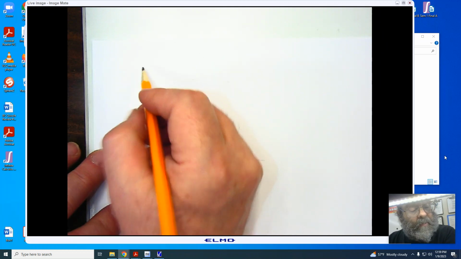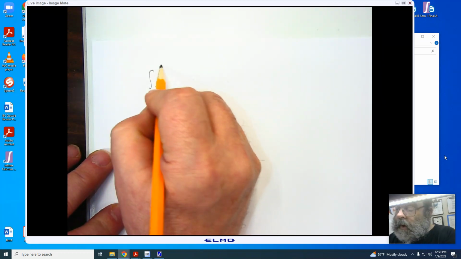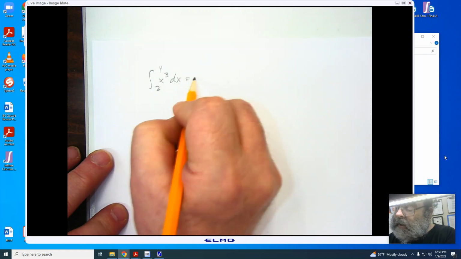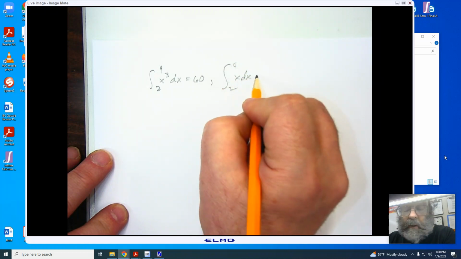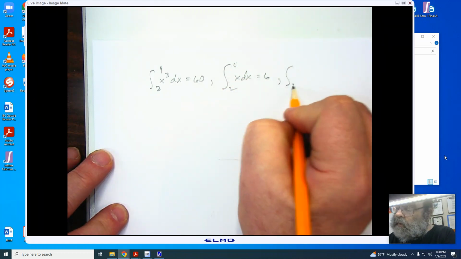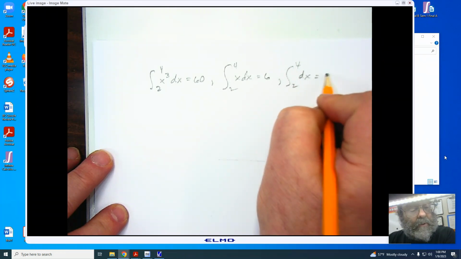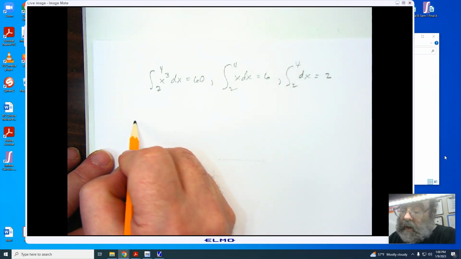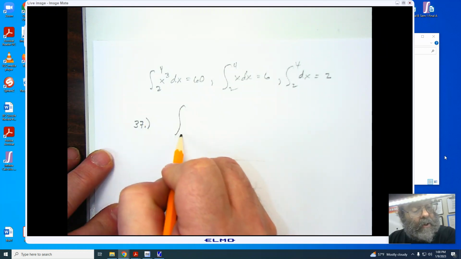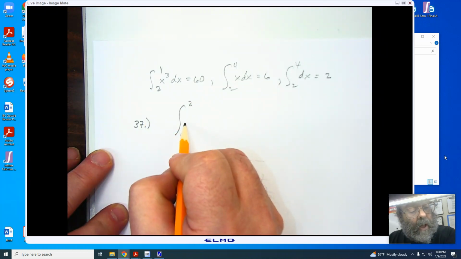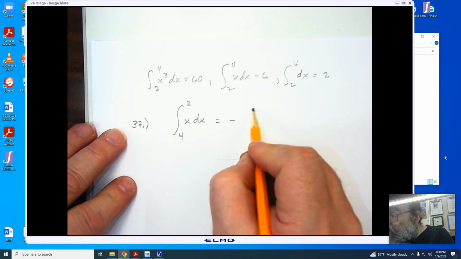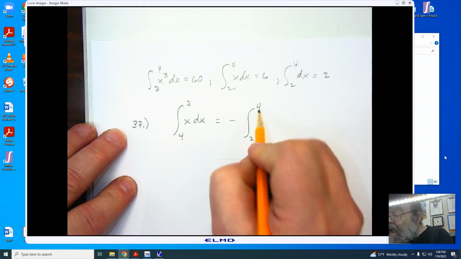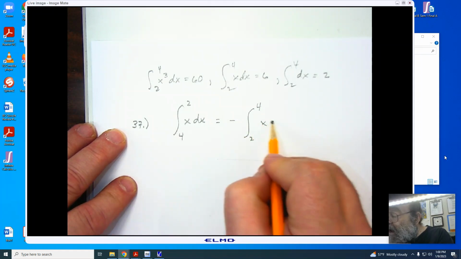Now, in the next group of problems, they tell you that the integral from 2 to 4 of x cubed dx is 60. They tell you that 2 to 4 of x dx is 6. And they tell you that 2 to 4 of dx is 2. And they want you to find in number 37 the integration from 4 to 2 of x dx. Now, this is in the wrong orientation. We have to flip it, and when we flip it, we put a negative. So it's now negative integration of 2 to 4 of x dx.